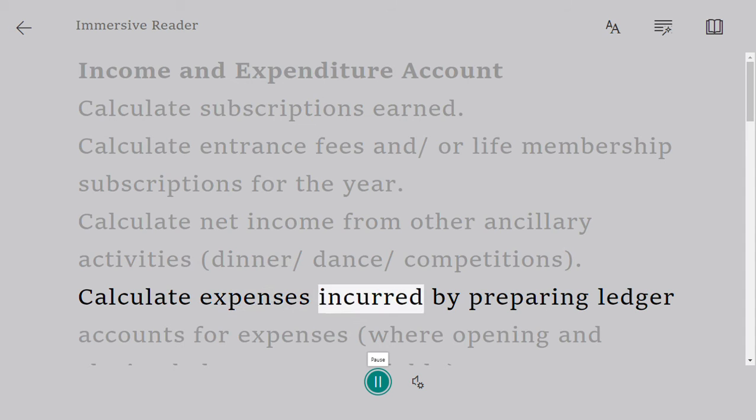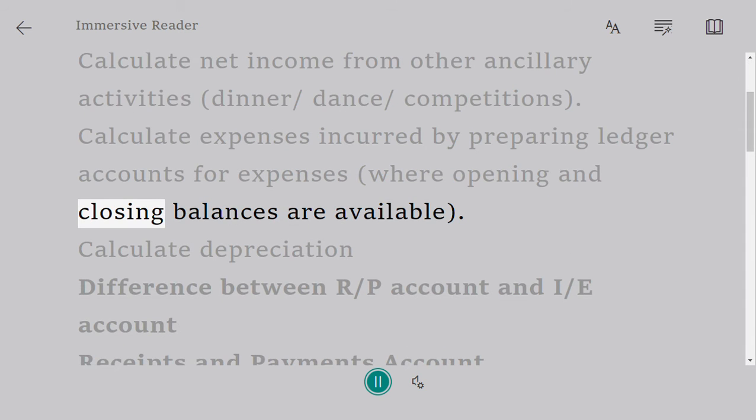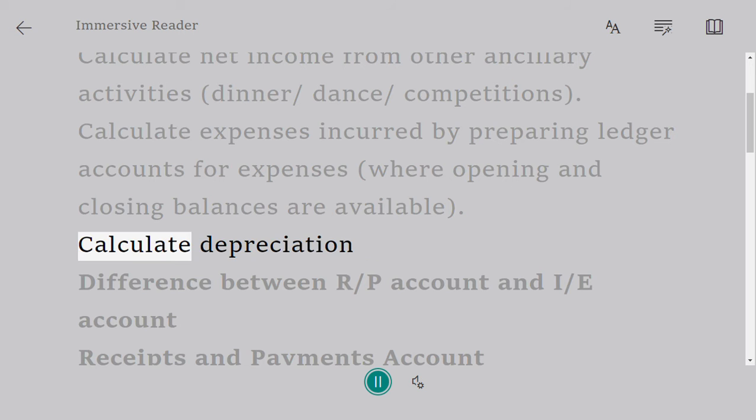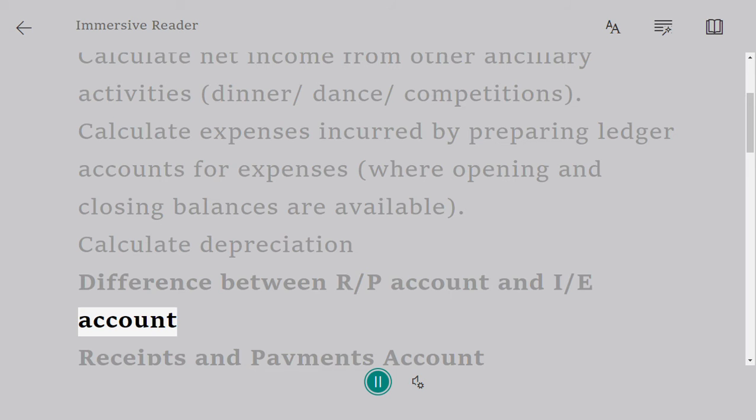Calculate expenses incurred by preparing ledger accounts for expenses, where opening and closing balances are available. Calculate depreciation. Difference between R/P account and I/E account.